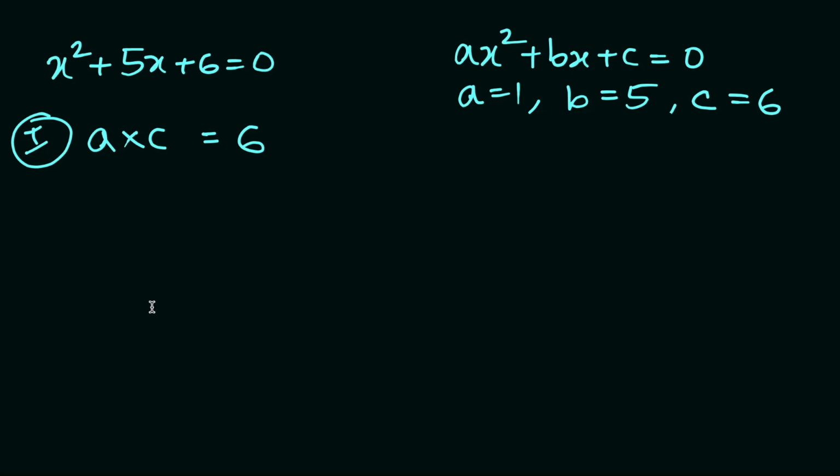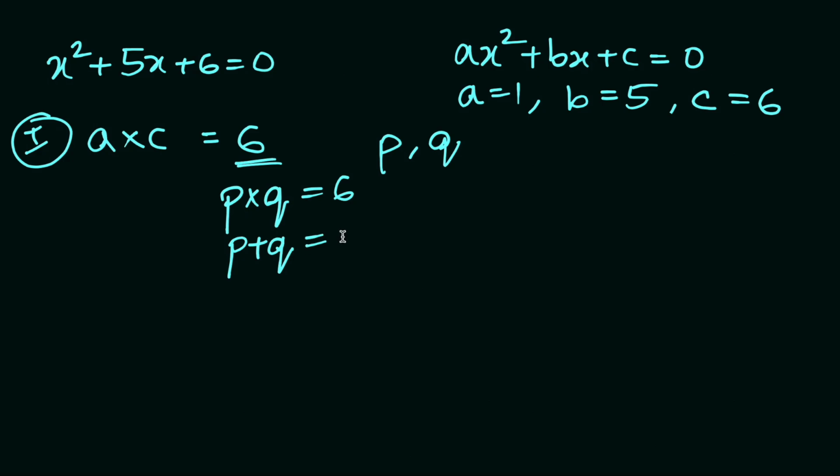Now what you have to do is find two factors of AC. So you have to find two factors of 6 which, when added up, will give me 5. So two factors P and Q. P into Q should give me 6, and P plus Q should give me 5. Quite intuitively, the only answer to that is 2 and 3. We know 2 into 3 would give me 6, and 2 plus 3 would give me 5.